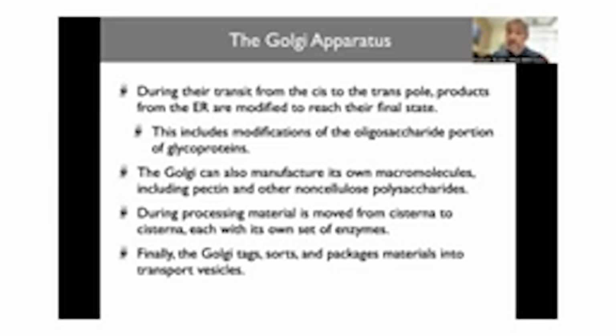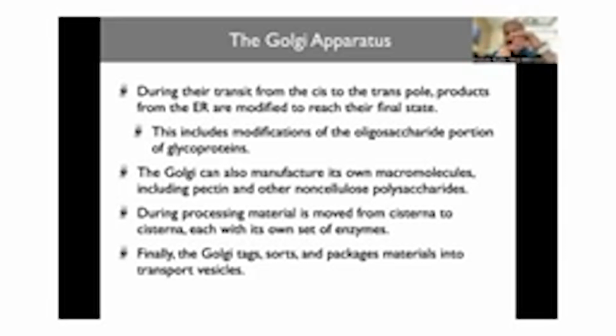During processing, material is moved from cisterna to cisterna. So each of those parathas is a cisterna. These are essentially elongated sacs of a lipid membrane, and things move from one cisterna to the other. There are different models that are thought to describe how this movement can take place.